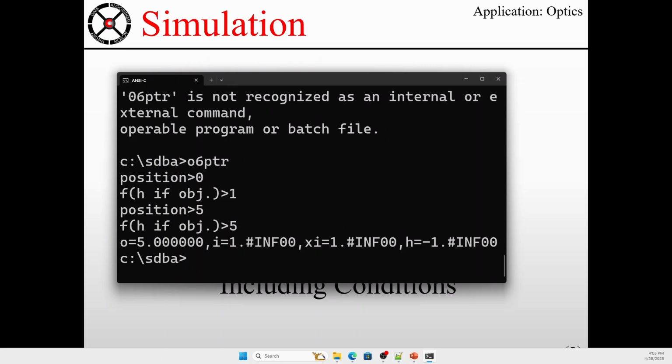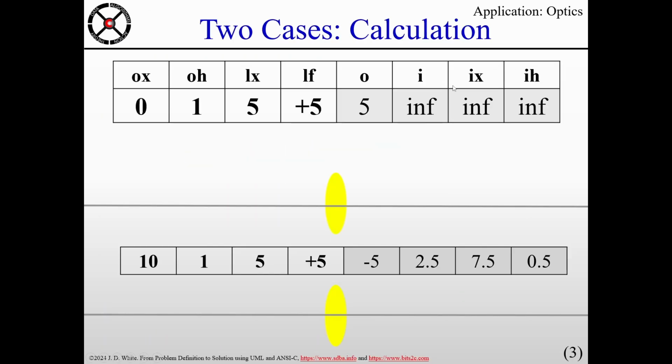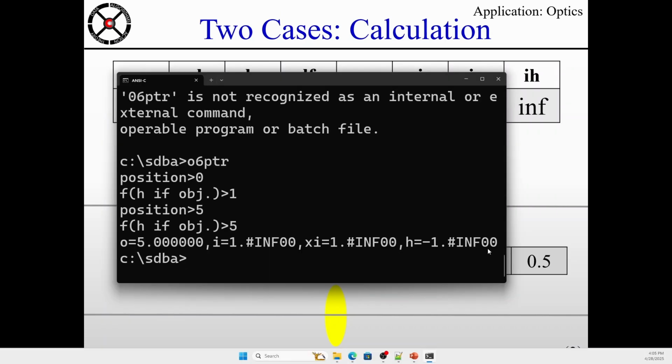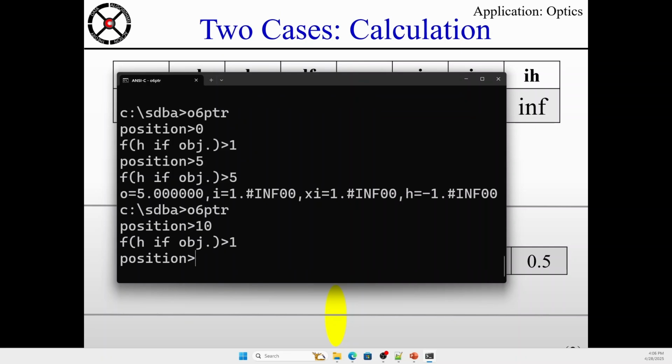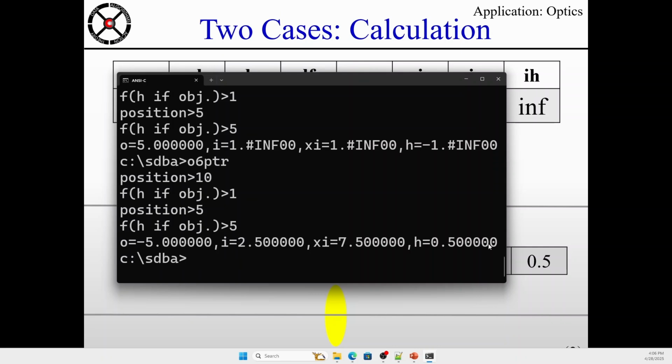Let's do both cases first. For my other case, I put in an initial position of 10, height is 1, lens in the same position, and I get my image position at 7.5 and its height is now 0.5. So let's look at our two cases.